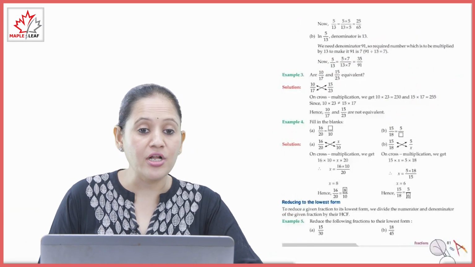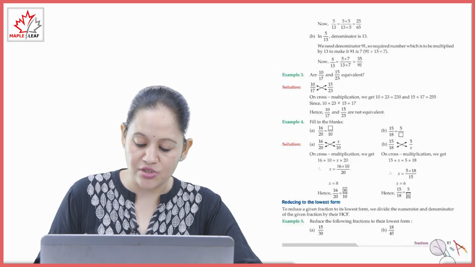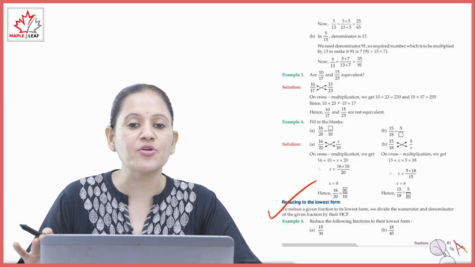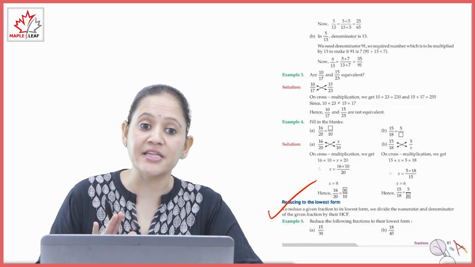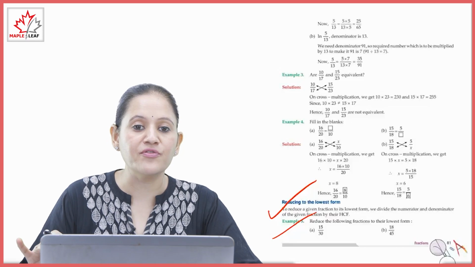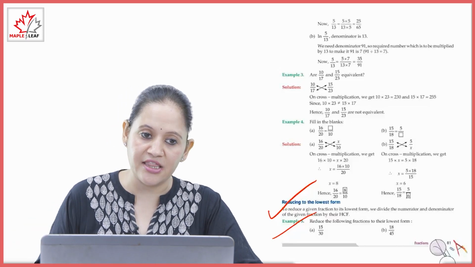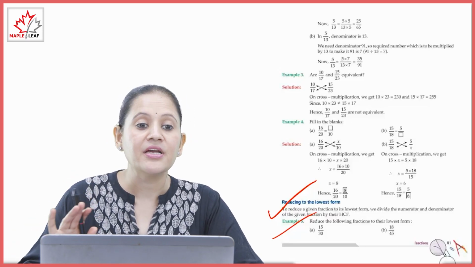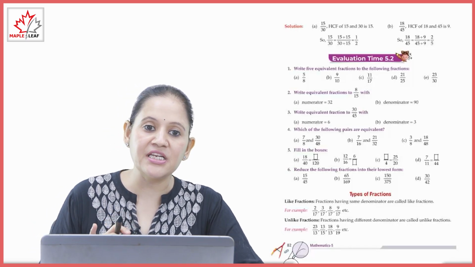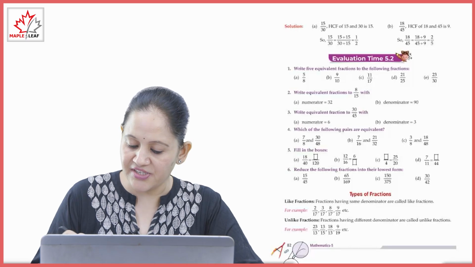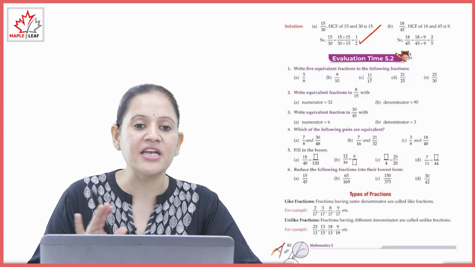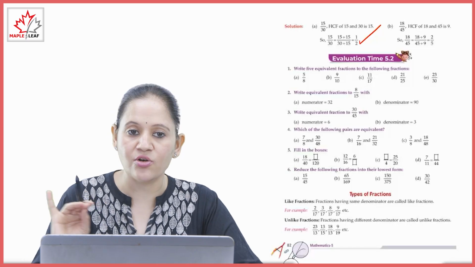So you have to practice all the questions given here. Next is reducing to the lowest term. To reduce the given fraction to its lowest term, we'll divide the numerator and denominator of the given fraction by their HCF. Let's take an example. We have to reduce the following fraction into lowest form, 15/30. So we'll divide by their HCF. HCF of 15 and 30 is 15. So we divide both by 15, and we'll get 1/2. Now 1 and 2 don't have any common factor other than 1, so it is the lowest form of the given fraction.